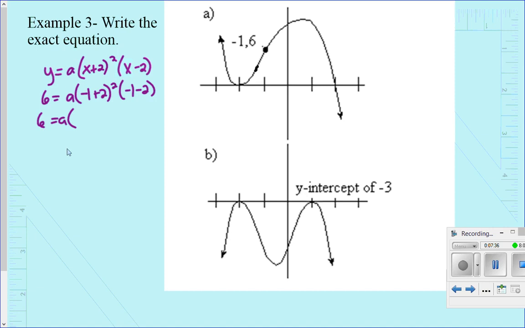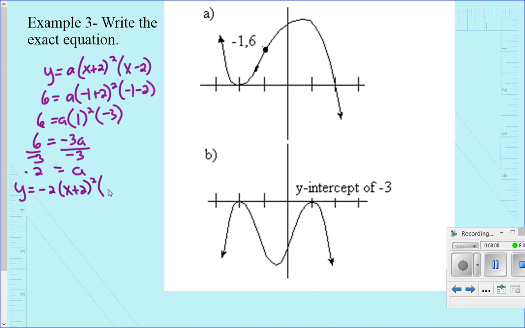So -1 plus 2 is 1. And -1 minus 2 is -3. So we have 1 squared, which is 1, times -3, so that's -3a. And a is equal to -2. So my equation, y equals -2 times x plus 2, the quantity squared, times x minus 2. And that is my exact equation. So that was letter A.